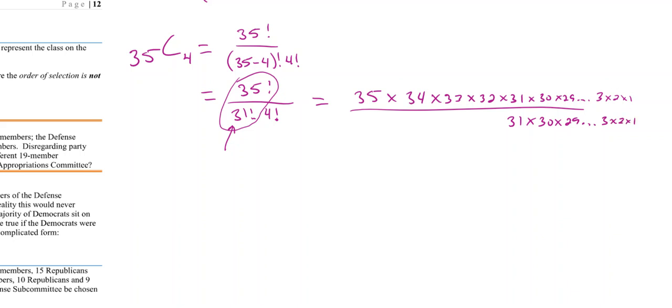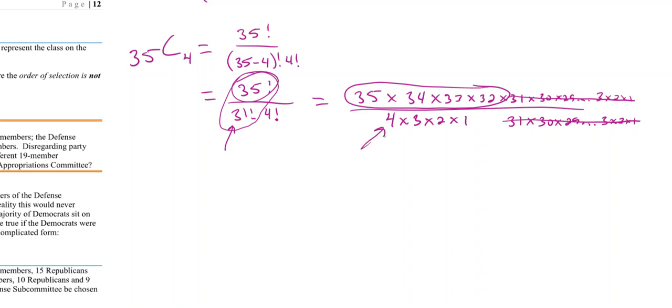Do you see that all of these canceled on the top there? We didn't have to write that whole thing out. You can imagine that this 31 just canceled a whole bunch of this 35 here, right? It canceled all of that. So on the top, all we really had was 35 times 34 times 33 times 32. And on the bottom, we've still got 4 factorial, so 4 times 3 times 2 times 1.